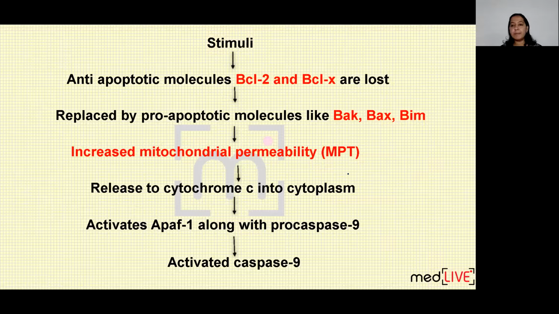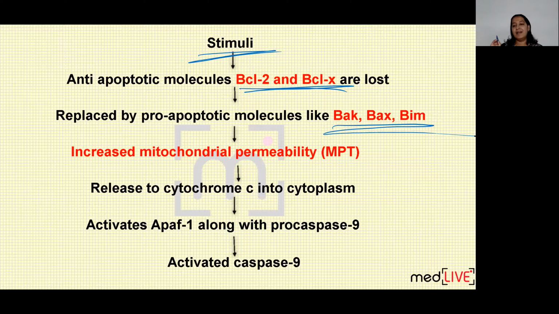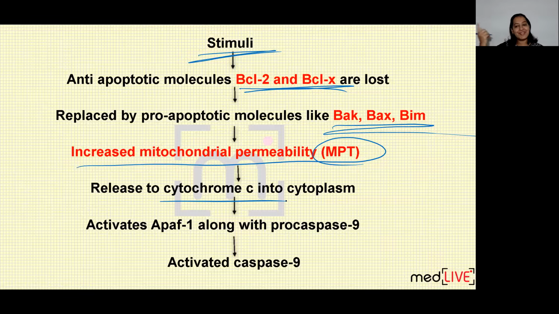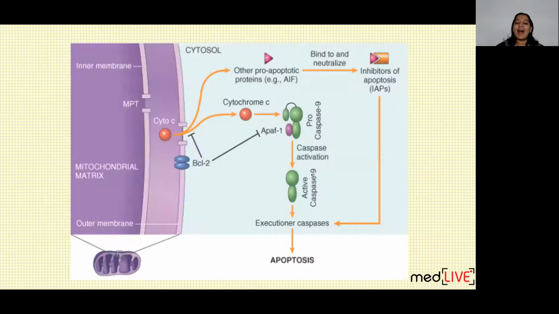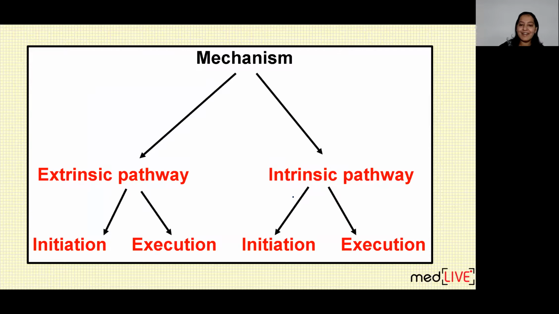This is a flowchart for you. Whenever a stimulus comes from the nucleus to the mitochondria, on the outer membrane of the mitochondria two guards are there, Bcl-2 and Bcl-X. These are replaced by three other guards, BAK, BAX, and BIM. They will open the door, that is MPT, mitochondrial permeability transition. Once the door is opened, cytochrome C will come outside into the cytoplasm. It will form a pair with APAF1, separate APAF1 from procaspase 9, and procaspase 9 gets converted into caspase 9. Correct.